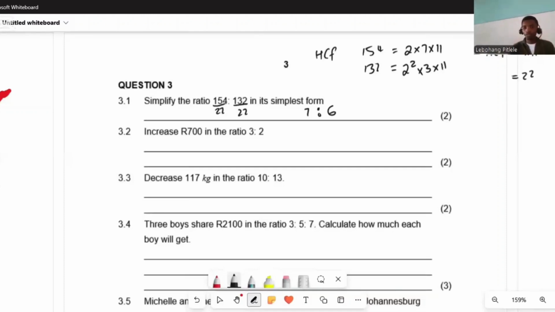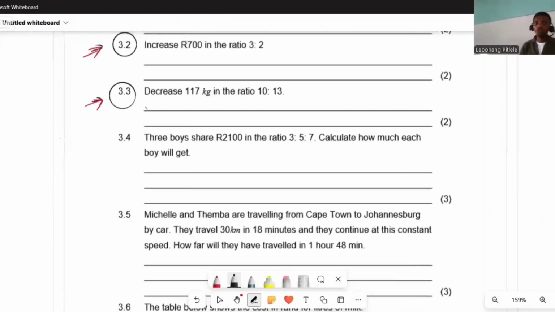So now in class, we are going to continue with 3.4. On 3.4, it goes as follows. They're saying we should share this much. Sometimes instead of them saying we should share it, they would say we should divide it. But dividing and sharing, it's one and the same thing.